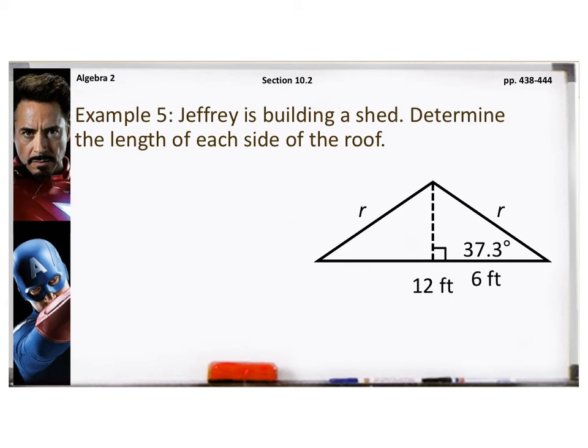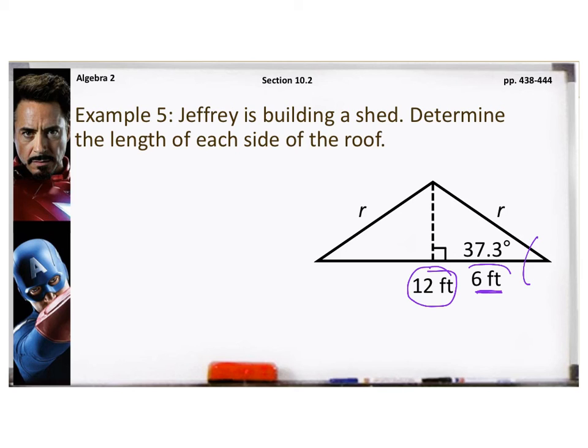All right, Jeffrey is building a shed. Determine the length of each side of the roof. That's R. It's an isosceles triangle, but it's not an isosceles right triangle. So since it's isosceles, if the overall width is 12, each of these little half triangles is 6 feet on this side. Okay, we know that this angle is 37.3. We need to find R.